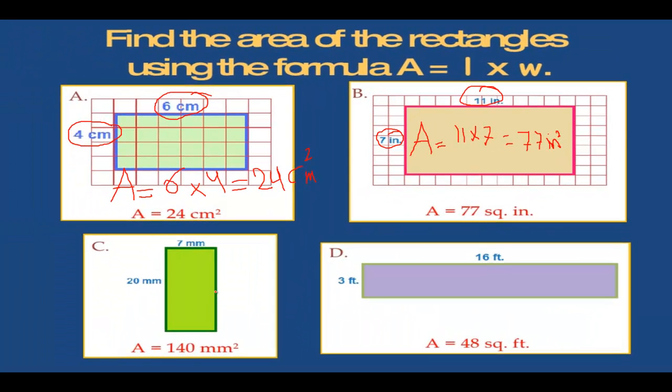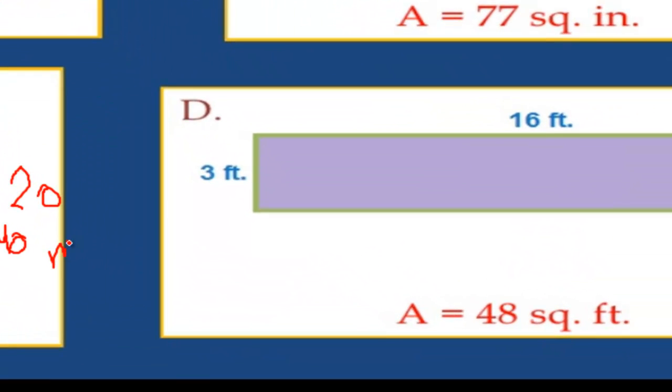Okay, let's see the next one. We have the length is 7, the width is equal to 20, so the area will equal 7 multiplied by 20, so it's going to equal 140 square centimeters, right? Of course not. The side length here and the width here are in millimeters, so we have to say square millimeters.